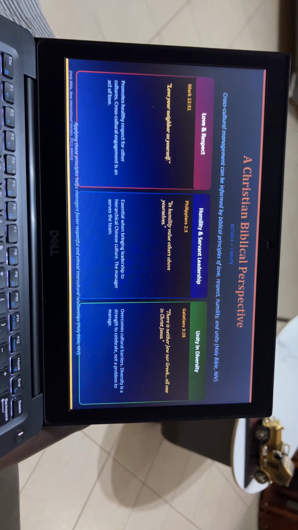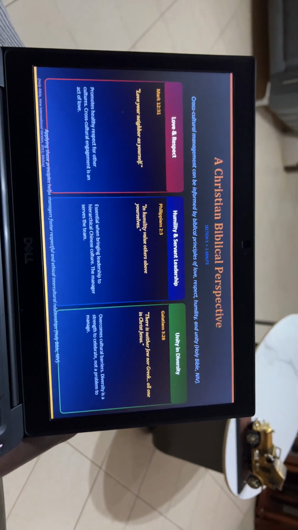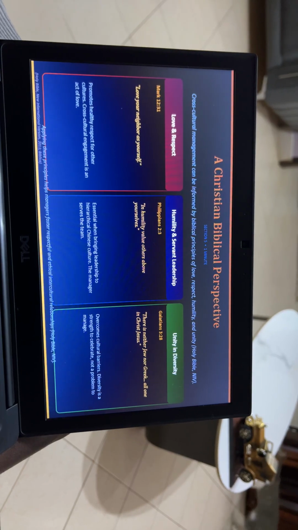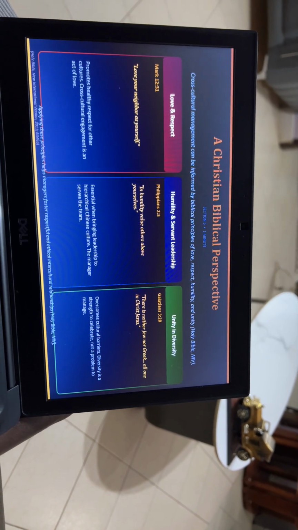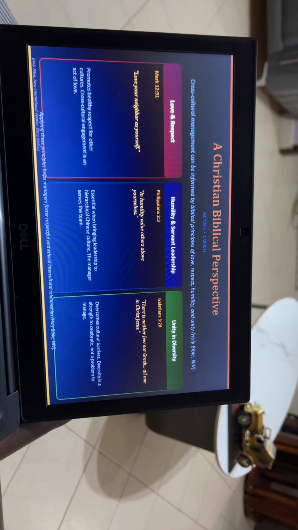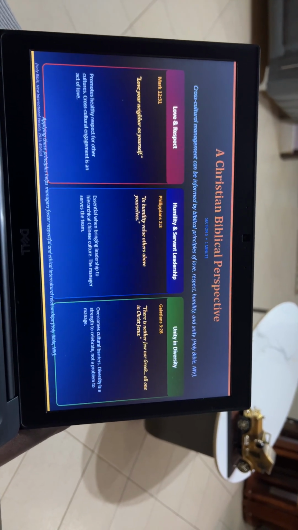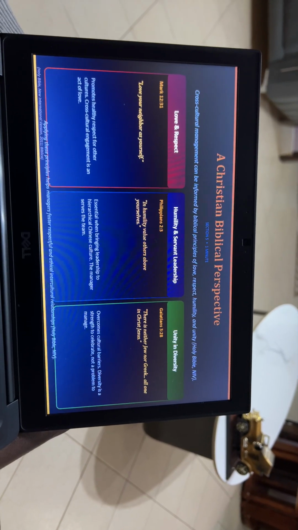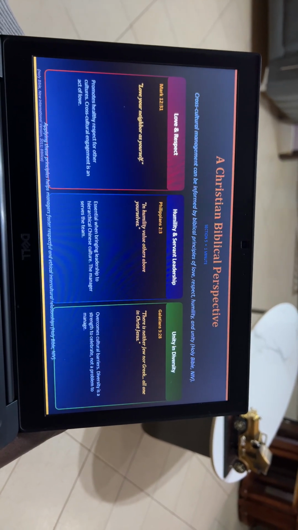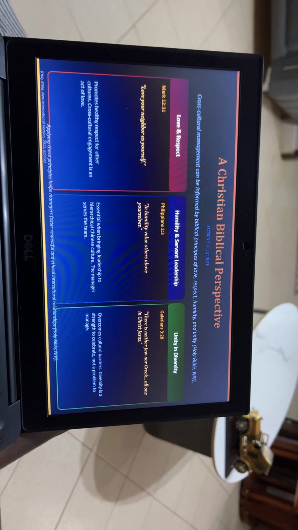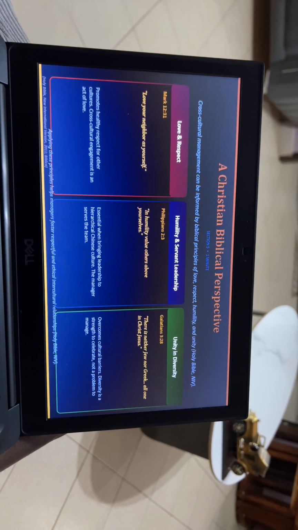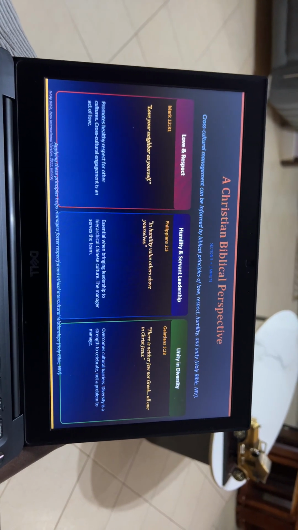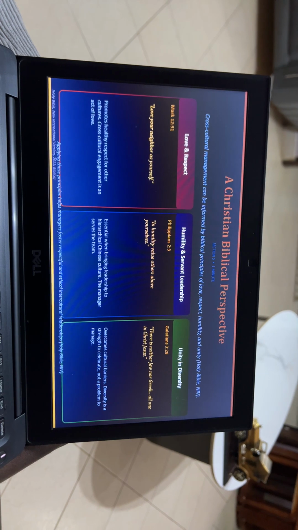Okay, now if you look at a Christian biblical perspective, cross-cultural management can be informed by biblical principles of love, respect, humility, and unity. This is taken from the Holy Bible, the NIV version. Now, under love and respect, the reading is taken from Mark chapter 12, verse 31. This promotes healthy respect for other cultures. Cross-cultural engagement is an act of love.